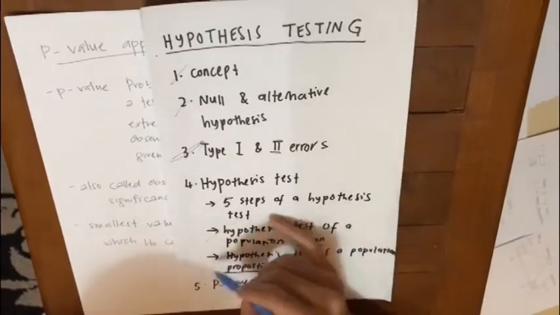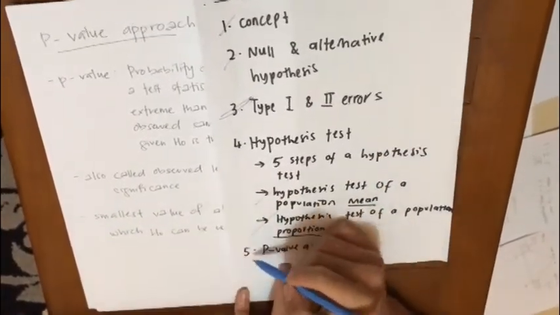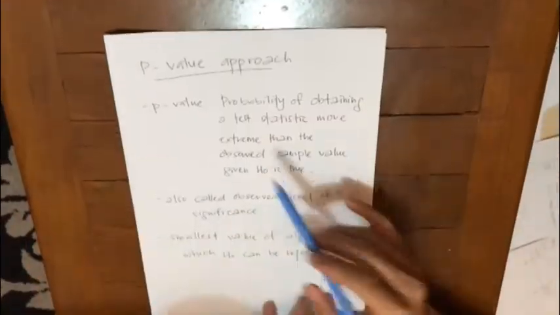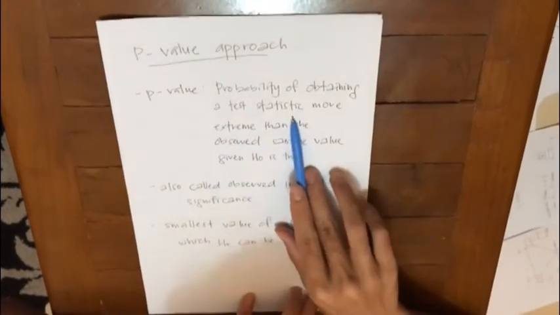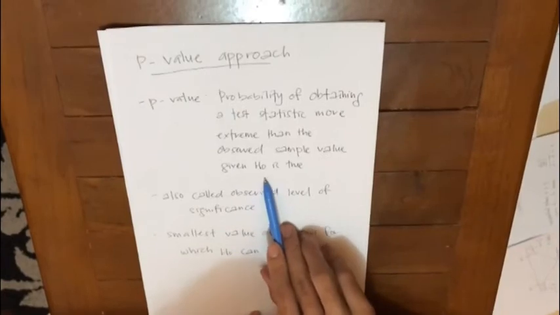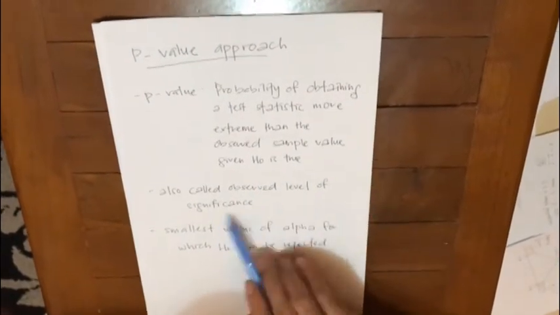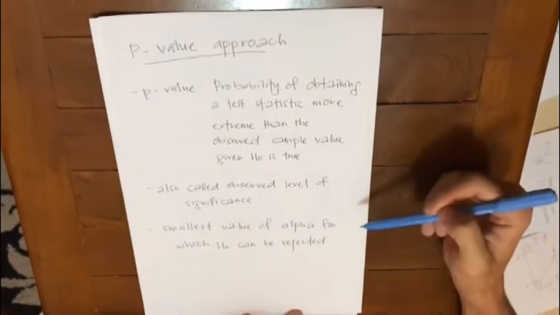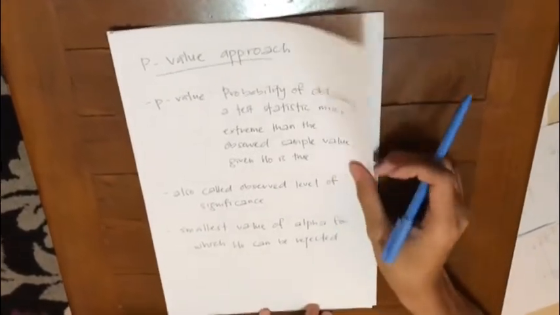So that is done for the hypothesis test of population proportion. So the last one is the p-value approach. The p-value is the probability of obtaining a test statistic more extreme than the observed sample value, given H0 is true. It is also called the observed level of significance, and the smallest value of alpha for which H0 can be rejected.